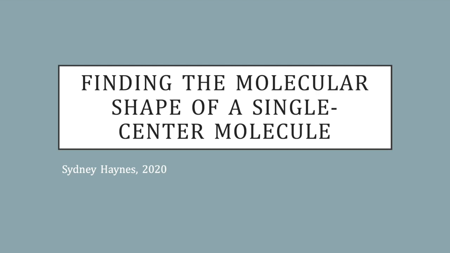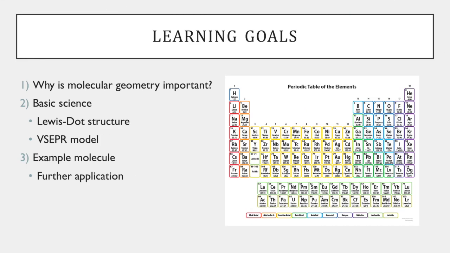Hello, this video is going to be about how to find the molecular shape of a single center molecule. The learning goals for this video are to first learn and understand why molecular geometry is important, to understand the basic science and steps behind molecular geometry by briefly describing the Lewis dot structure and the valence shell electron pair repulsion model, or VSEPR model, and to provide an example of a common single-center molecule and find the molecular shape of it, which will hopefully allow the viewer to apply this method to other molecules.